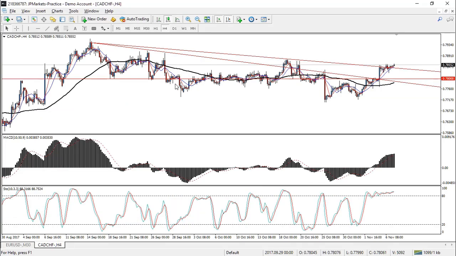Now you'll notice that I've got two lines drawn in here. This is because there's a bit of a debate between myself and a few other traders, where we're trying to figure out which one of these lines is more likely to be hit.